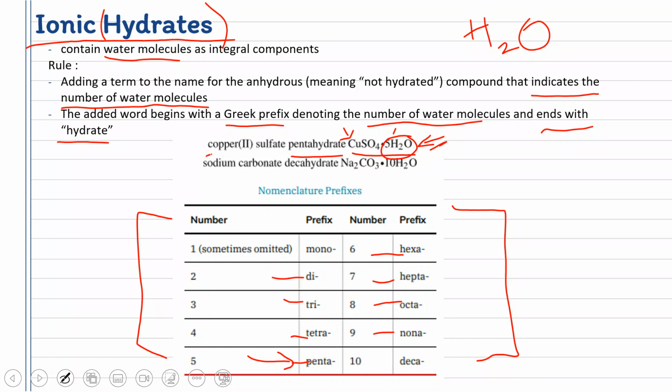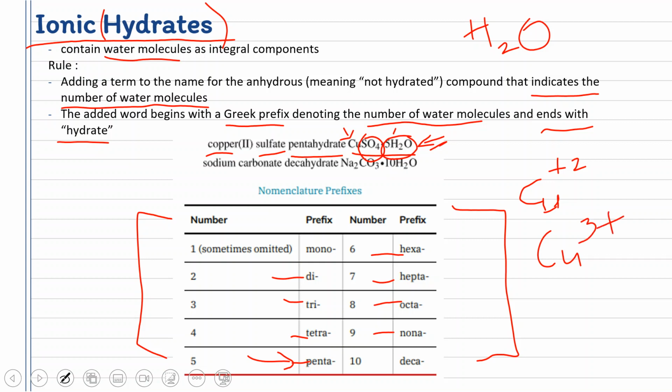So we write copper. Now the second part of the ionic compound is SO4, so we have CuSO4. SO4 stands for sulfate. But remember, copper is an example of a metal that has variable charge. If you remember, last week we said that some metals, some cations, have more than one fixed charge. So copper has a variable charge: we have Cu2+ and we have Cu3+.